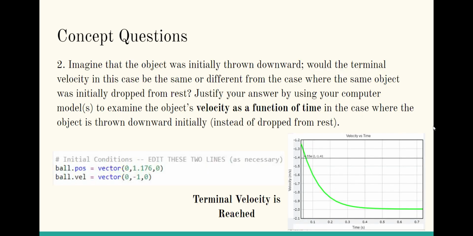Even when an object is being thrown downward, compared to starting with no initial velocity, the object's velocity still reaches a terminal velocity. In this case, terminal velocity is just reached quicker than when the object starts at rest. This was tested in GlowScript by starting the ball with an initial velocity of -1, and as you can see, the slope still levels out to a zero velocity slope.